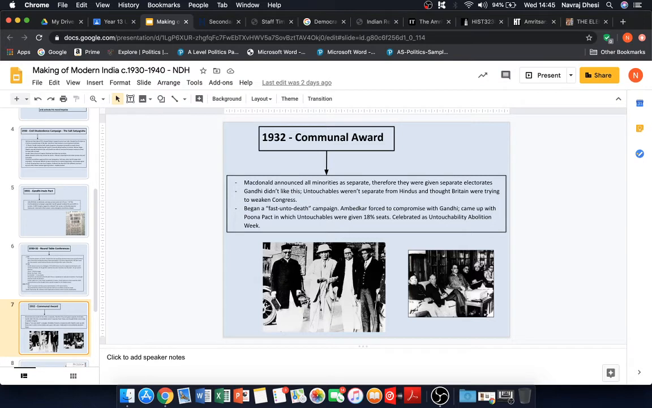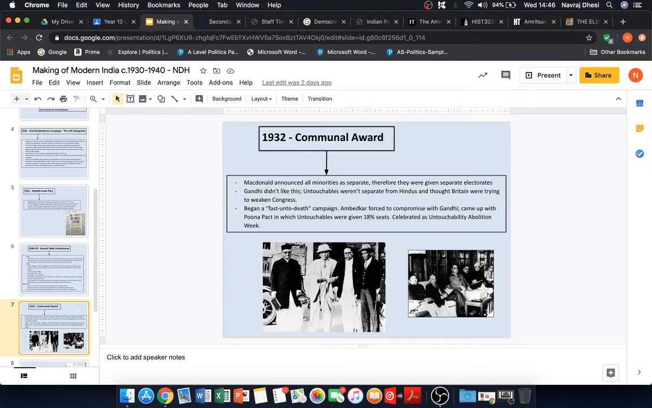So Prime Minister at the time, Ramsay MacDonald, announced that all minorities were separate. Therefore, they were given the separate electorates. Now, Gandhi didn't like this. Untouchables weren't separate from Hindus and he thought Britain were trying to weaken Congress. So Gandhi began, obviously, as one of the core underpinnings of his philosophy, a fast unto death campaign. And Ambedkar was forced to compromise with Gandhi.